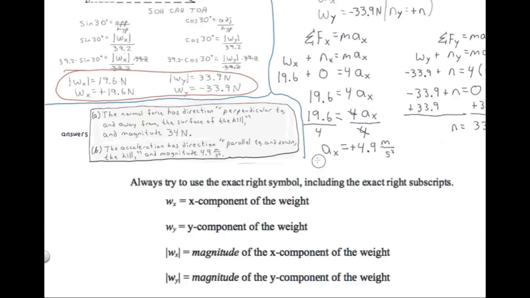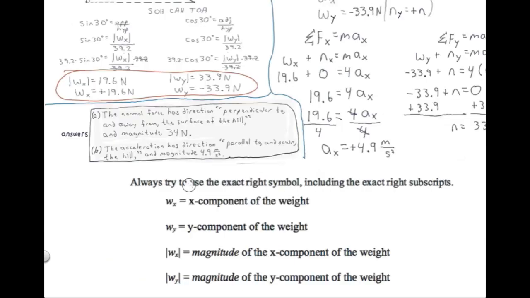Always try to use the exact right symbol, including the exact right subscripts. Notice how we carefully used x and y subscripts to distinguish our Newton's second law equation for the x component from our Newton's second law equation for the y component. You can't think clearly about the components unless you're using subscripts to clearly distinguish the x and y components.